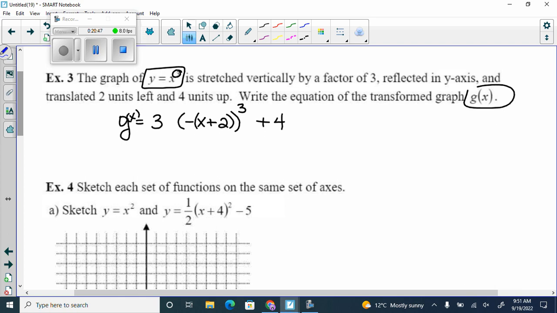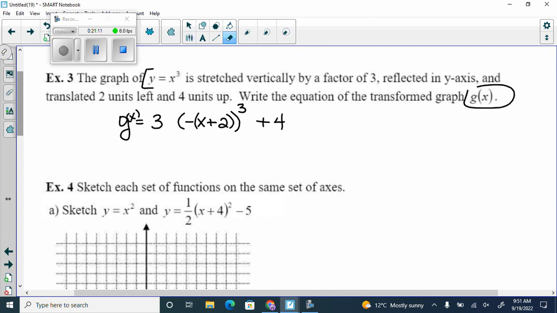So make sure when you're putting in your equation that you have a 1 in front of your x. Why do we put the index on the outside of the x's? Why do we do that? The 3? Because it's vertically stretched by a factor of 3. Or no, the negative x plus 2 raised to the 3? Yeah, because this is my x. And previously my x was cubed.